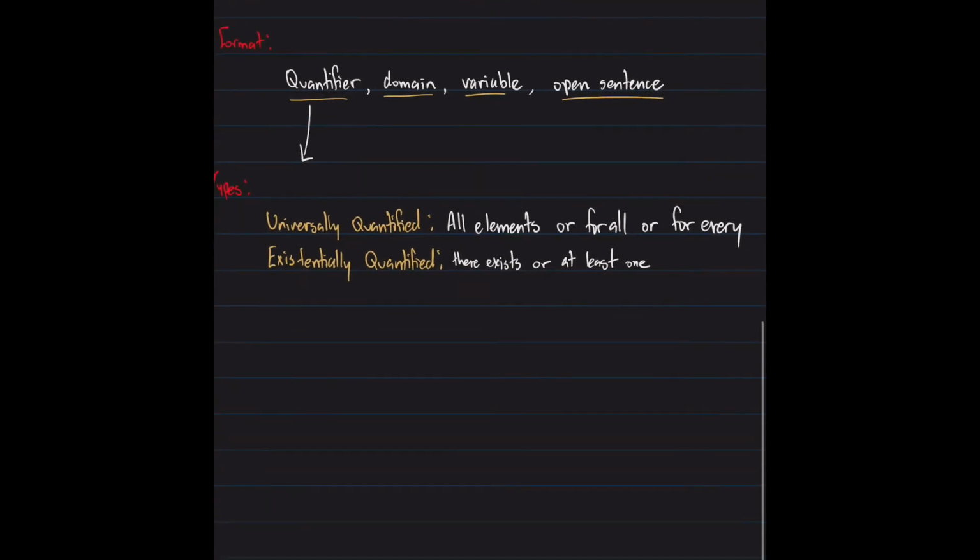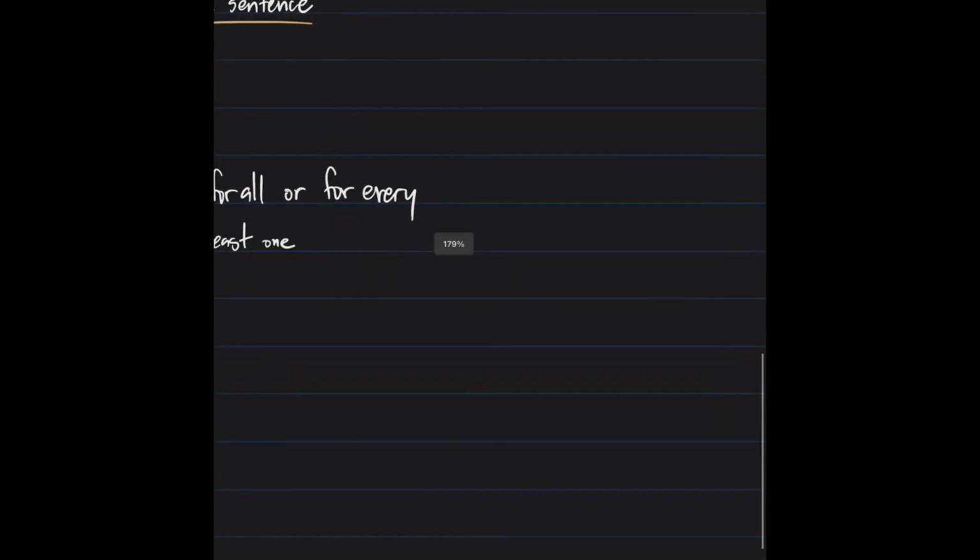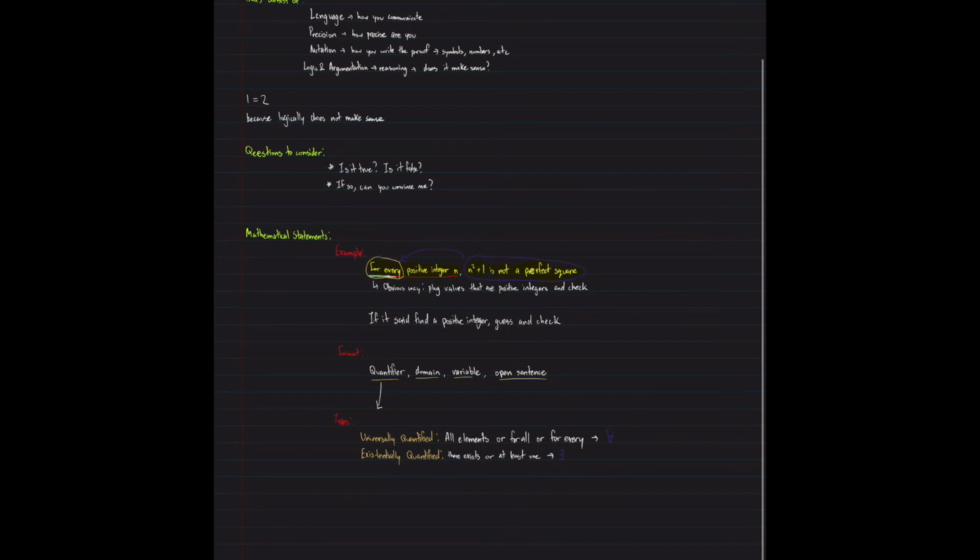And these can be denoted using symbols. For the universal one, you'd use for all, which looks like an upside down A, and for the existential, you'd use a backwards E. We can make these a different color. Let's go with this color.